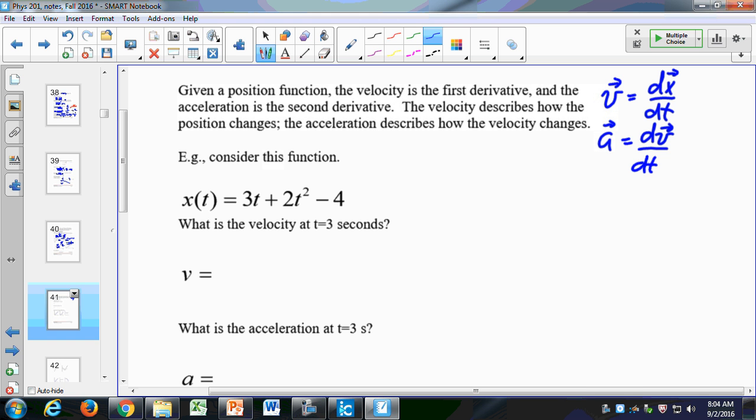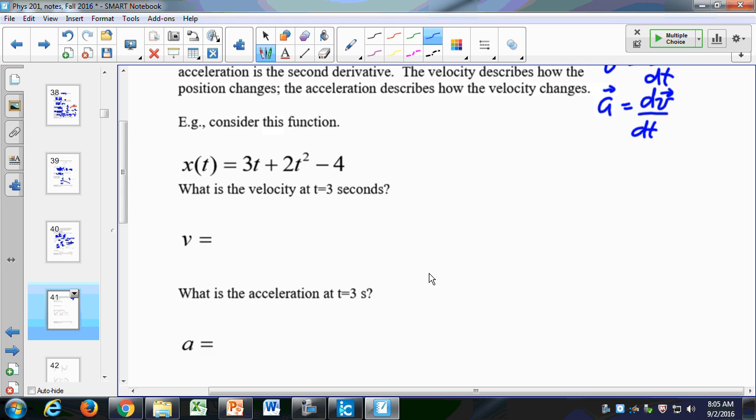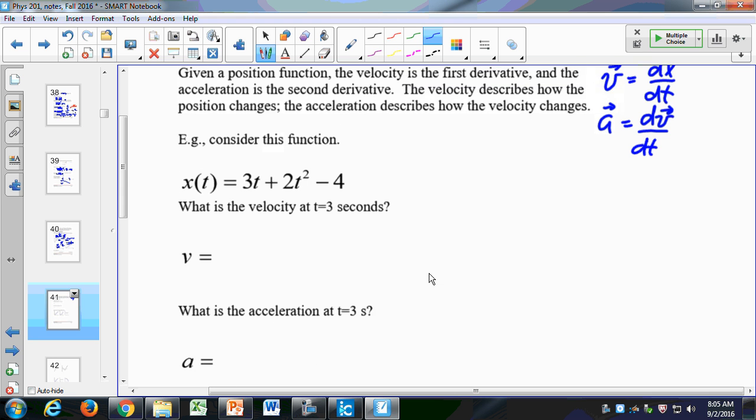This is the function for the position of a particle. We'll see when we get into kinematics that a lot of particles follow this type of function because it describes something that travels with a constant acceleration. So what I want you to do is determine what is the velocity at t equals 3 seconds, and then what is the acceleration at that same time. Go ahead and try that out. It's going to require you to take the derivative of that function. If you've forgotten, ask a neighbor or look back.